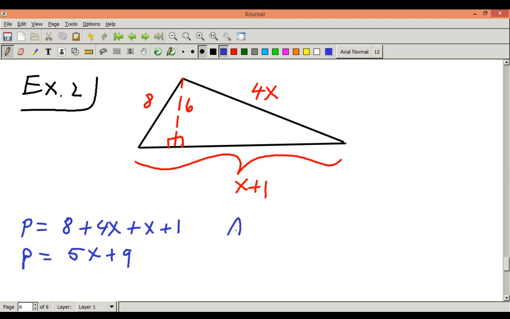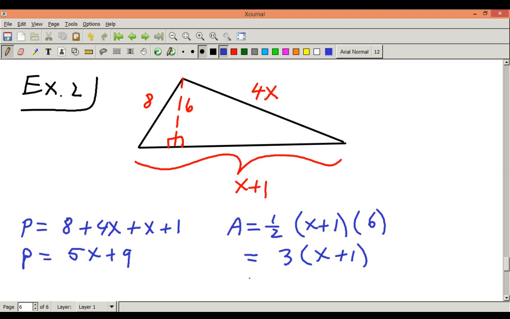Same thing there. We don't know x, but we can at least use our formula for area. Area is 1/2 times the base, which is x plus 1. Please put that in parentheses. X plus 1 is the base, times the height, which is 6. Now remember, the multiplication can be done in any order you want, so probably it would be easiest in this case to multiply the 1/2 into 6 to get 3. And then use that x plus 1 later. And then distribute that 3. So it looks like the area of that triangle is 3x plus 3.